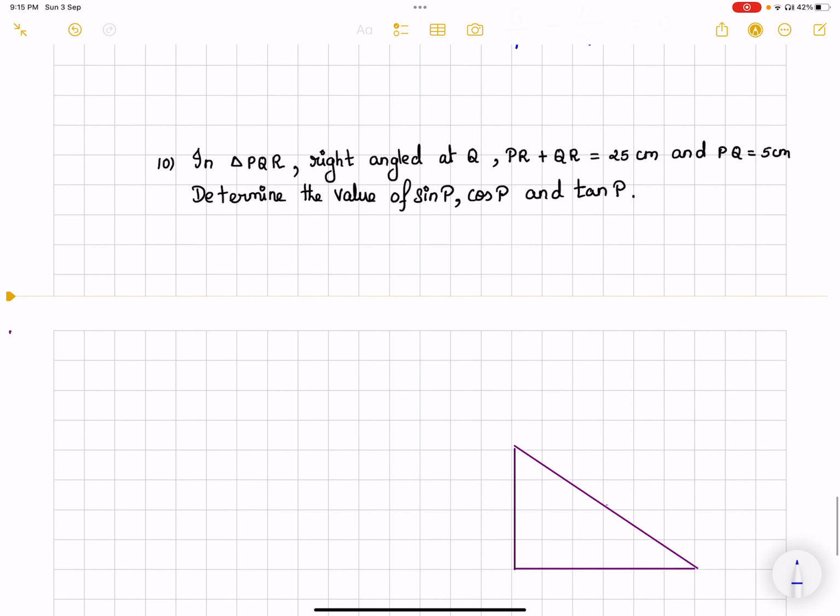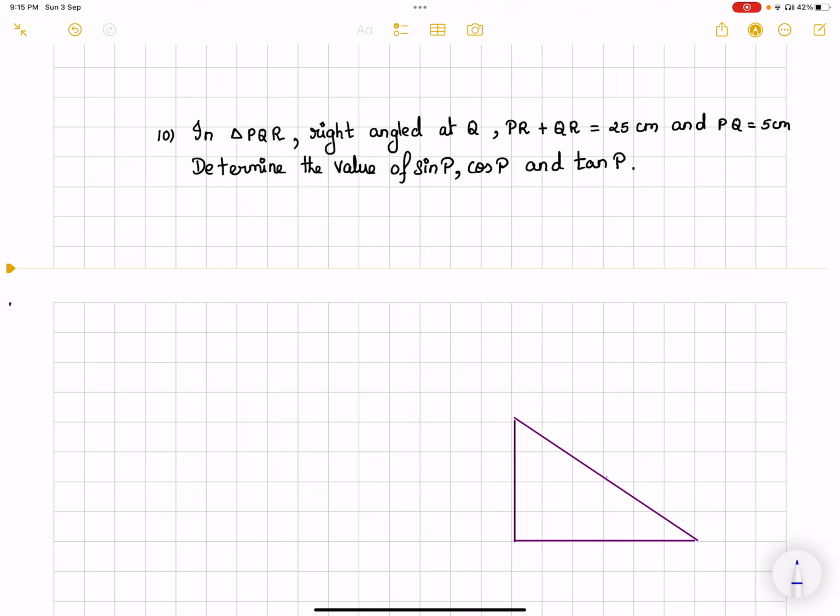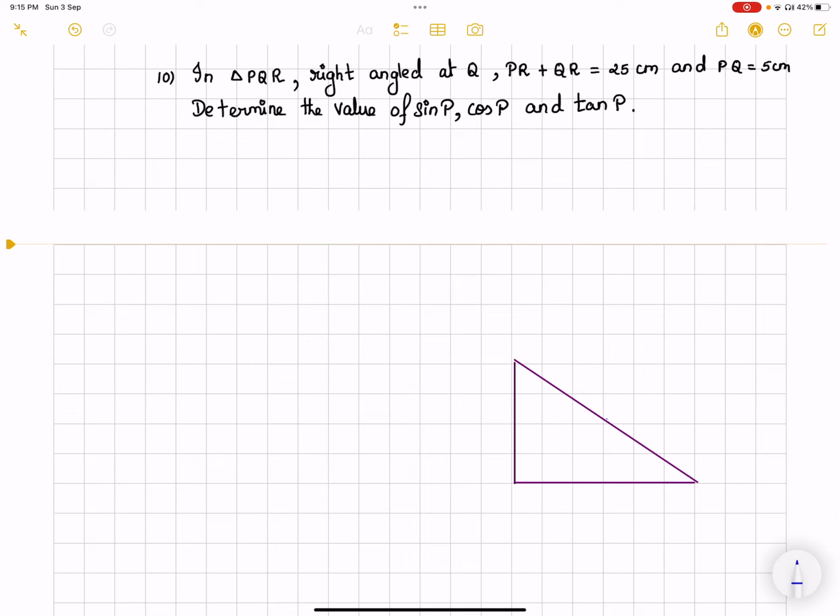So the last problem, 10th one. So let's solve this one. What is given? In triangle PQR, right angled at Q. That information has been given. So PQR has been given. Right angled at Q. That means PR is going to be my hypotenuse. So they gave me one more piece of information. They said PR plus QR is equal to 25. The information, so let's just write it down.